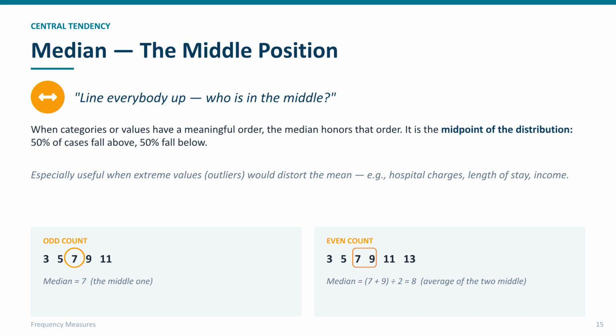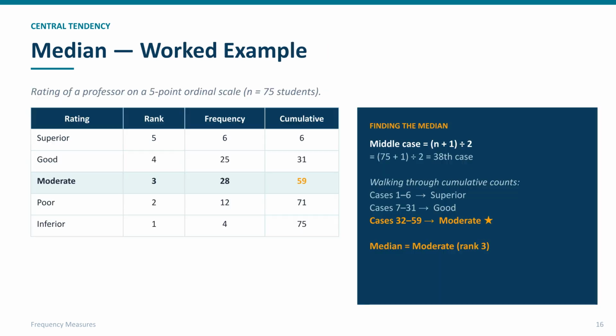Finally, the median is the middle position when data is ordered. It is the midpoint of the distribution and is particularly useful when you have outliers, as it is not as easily distorted as the mean. To calculate the median, we first find the middle position. For 75 student ratings, we use the formula n+1 divided by 2, which gives us the 38th case. Looking at the cumulative frequencies, we can see that this case falls within the moderate rating, making it the median.